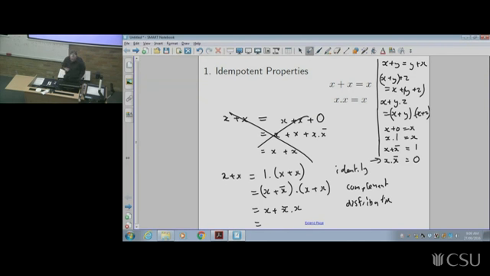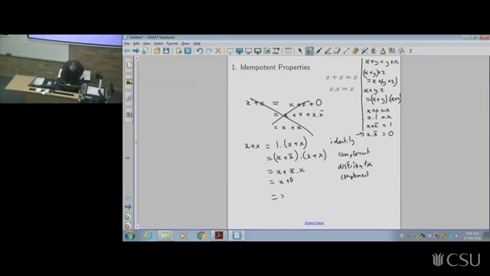X times not x equals 0. Yeah. So this one, again, one of the complement results, kills to 0, and x plus 0 can be just simplified down to x. X by itself is the identity. So my first approach failed, but I got it right the second time at least. So that's the first result proved.